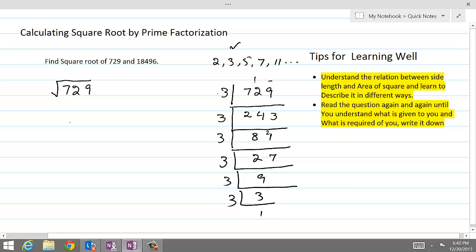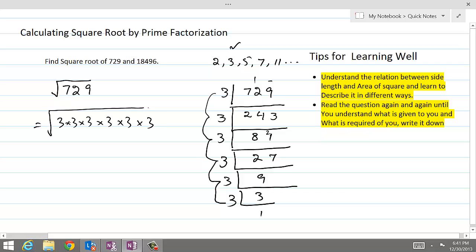So how many times is 3 a factor? 1, 2, 3, 4, 5 and 6. So we will write 729 equal to 3 times 3 times 3 times 3 times 3 times 3. So 3 is multiplied, or 3 is a factor, 6 times.